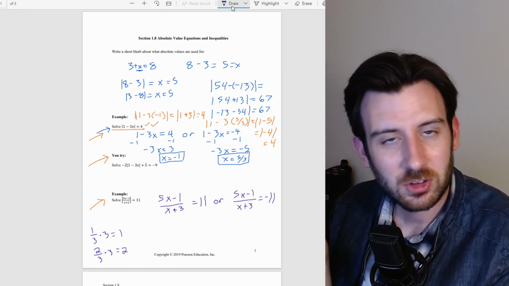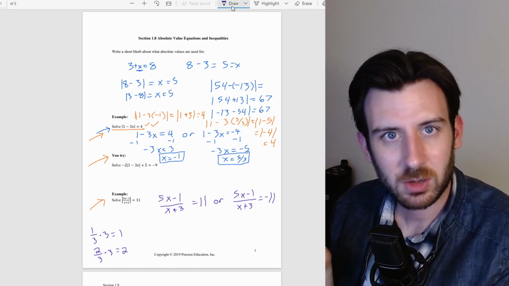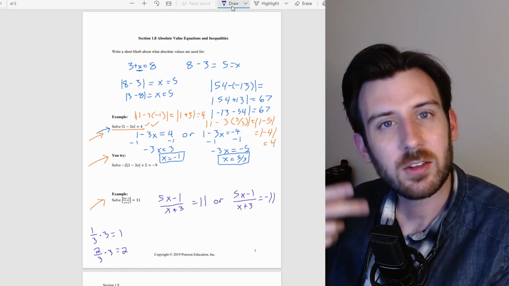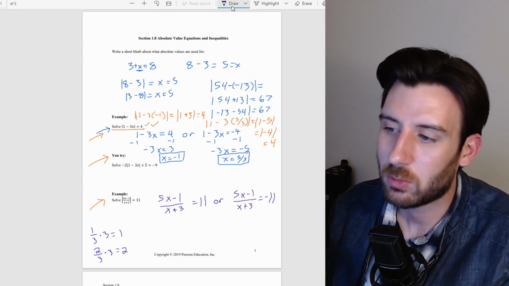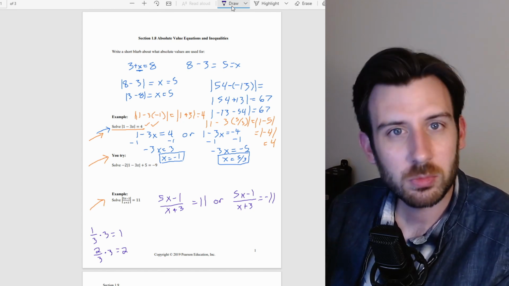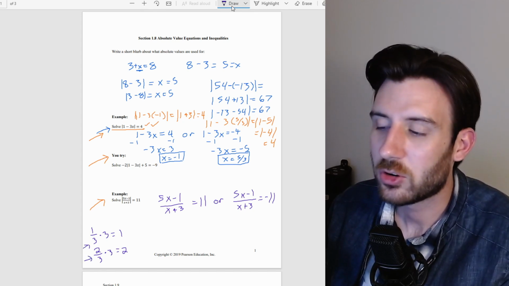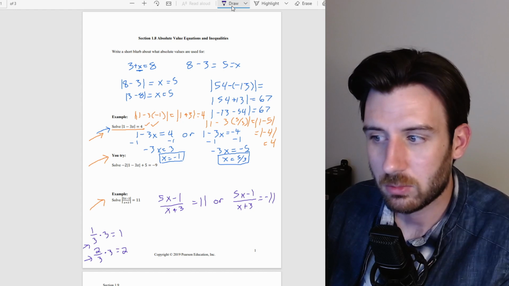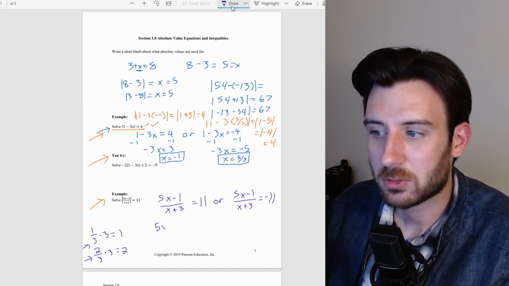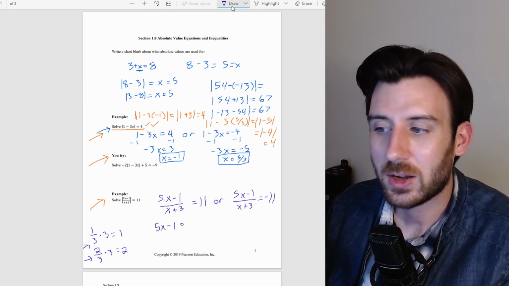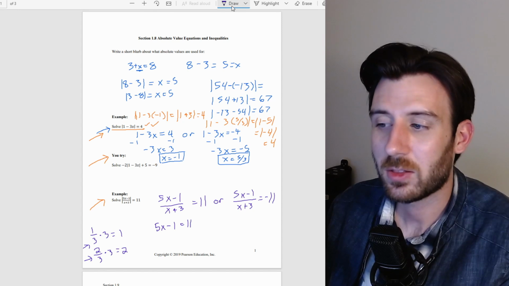So the same logic is going to apply when we're dealing with fractions that have variables in them. Just focus on what's annoying you and find a way to get rid of it. So here I want to get rid of the x plus 3 in the denominator. Let's multiply by the denominator the same way that I did with these 2 numbers. So now I'm going to multiply the left-hand side by x plus 3, and that's going to be 5x minus 1. And I'm going to multiply the right-hand side by x plus 3. That's going to be 11 times x plus 3.